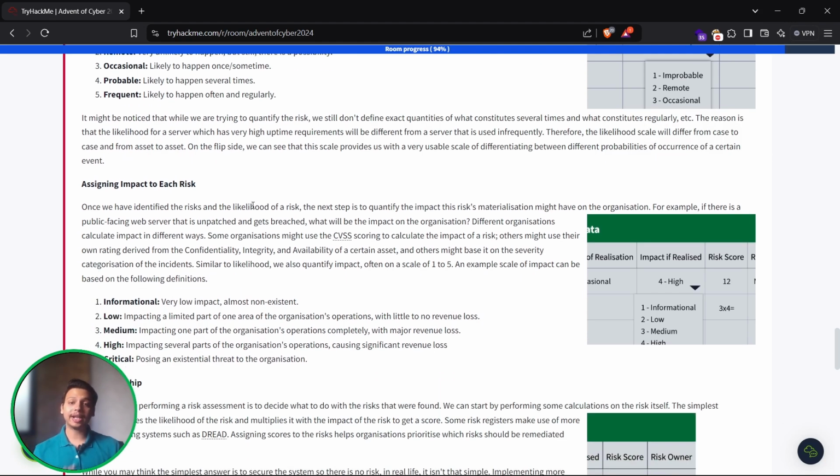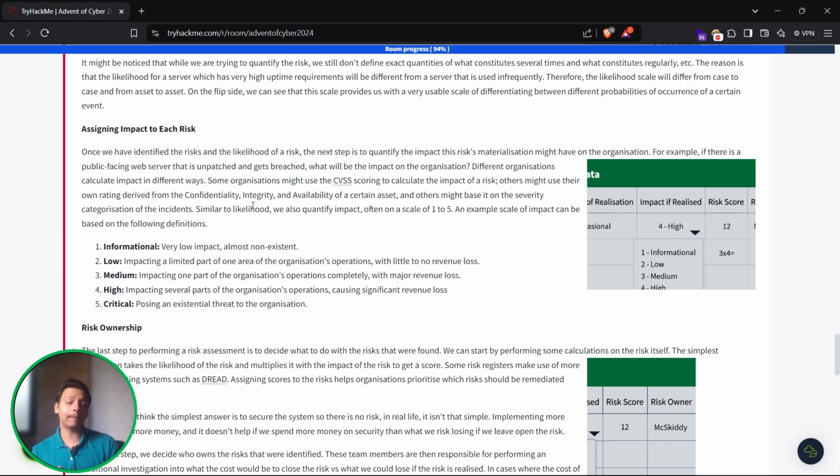It might be noticed that while we are trying to quantify the risk, we still don't define the exact quantity of what constitutes several times and what constitutes regularly. The reason is that the likelihood for a server which has very high uptime requirements will be different from a server that is used infrequently. Therefore, the likelihood scale will differ from case to case and from asset to asset.